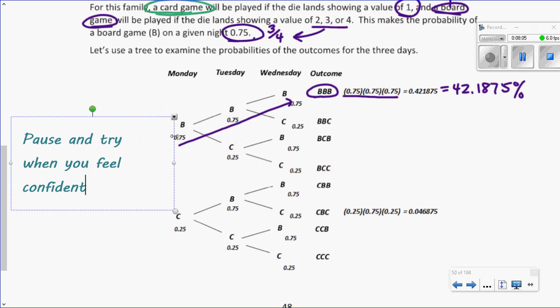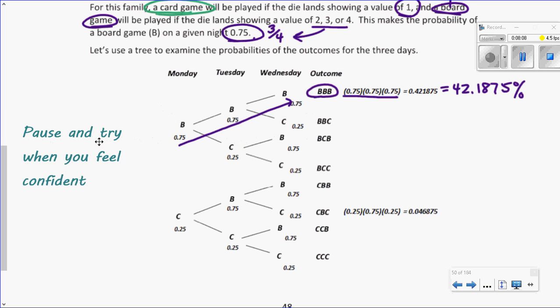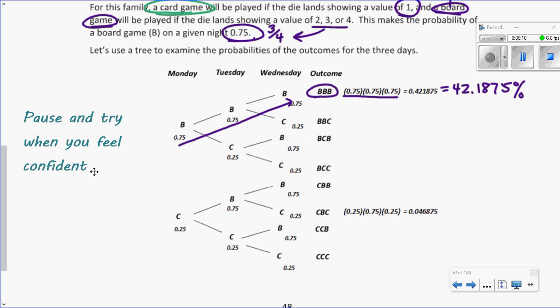Okay, so I'm just going to work these out. And it's going to go kind of fast. So if you want to pause it and then listen to my explanation, you can. But this is going to take a minute. So I'm going to try to do this quickly, because we did this in the last lesson. BBC would be 0.75 times 0.75, but the C is 0.25. Okay, and again, anytime you want to pause it and just try to calculate it and see if you get it right.